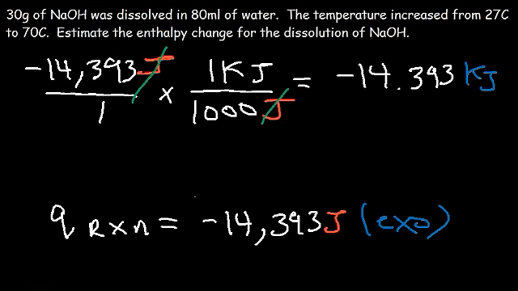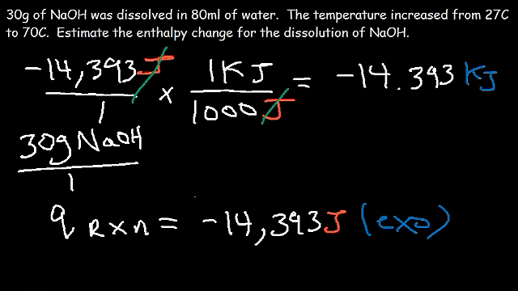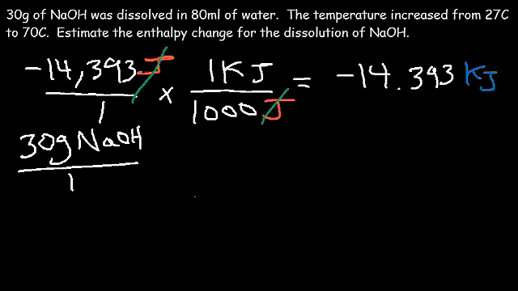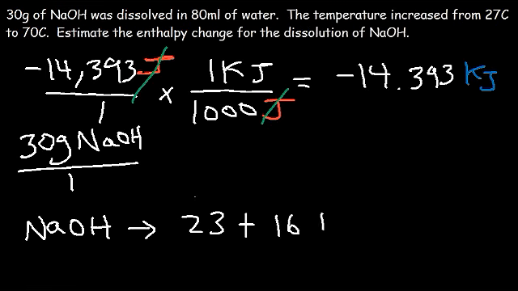Now, in order to estimate the enthalpy change of the reaction, we need to calculate the moles of sodium hydroxide. Right now we have the grams. So we have 30 grams of NaOH. To convert it to moles, we need to find the molar mass. So we need to use the periodic table. The atomic mass of Na is approximately 23, and for oxygen, it's 16. For hydrogen, it's 1. If you add these three numbers, you should get about 40.